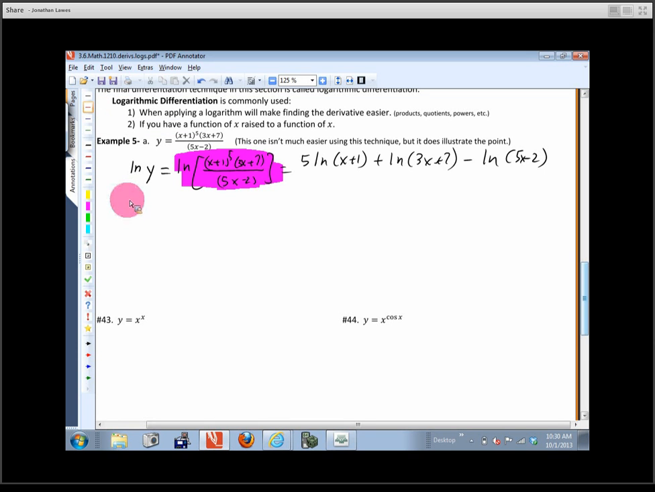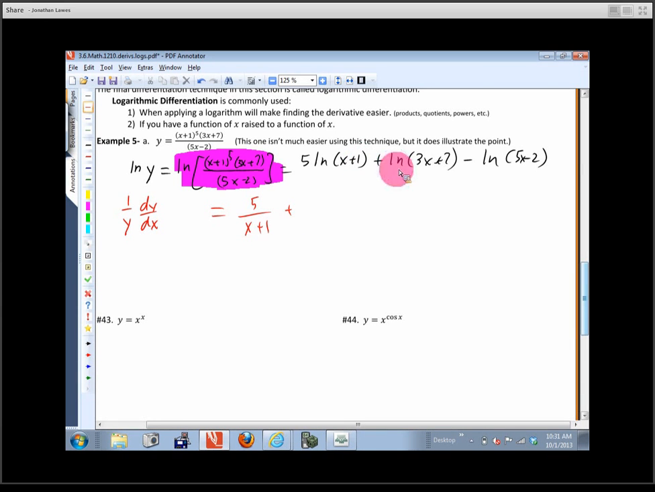So this side, implicitly differentiated, would be 1 over y dy dx. And over here, I would have, well, let's see. This is a pretty simple function to find the derivative of. It's just 5 over x plus 1. Constant multiple. 1 over whatever I'm taking the ln of times the derivative of whatever I'm taking the ln of. So the derivative of x plus 1 would be 1. Everybody okay with that? Want to see more work, or are we good? Okay, let's take a look at the next one.